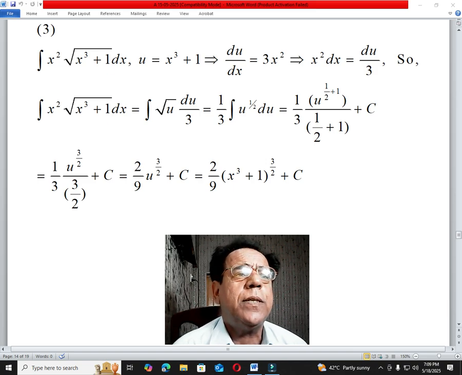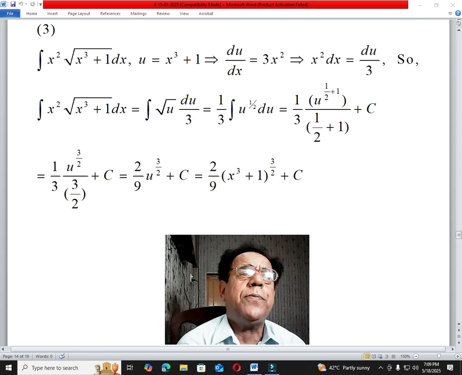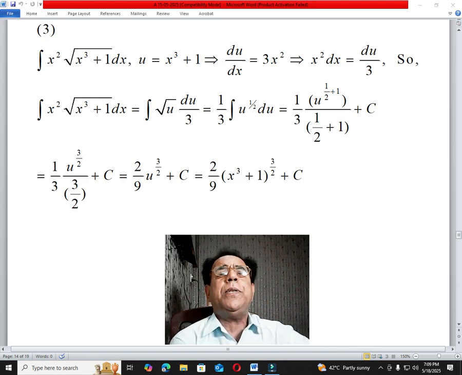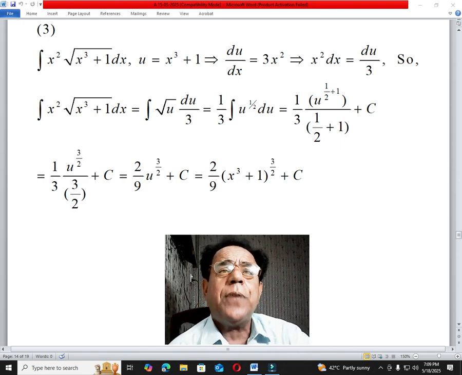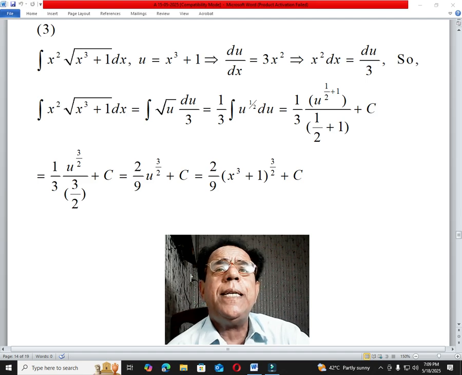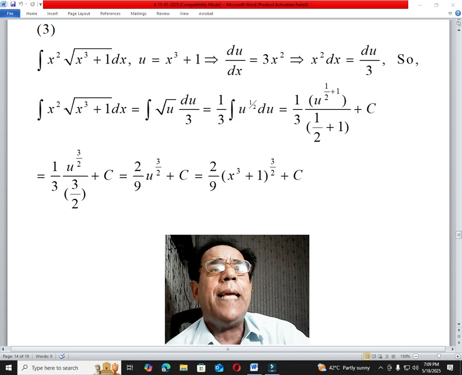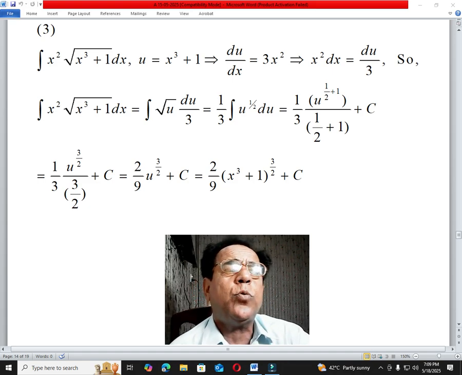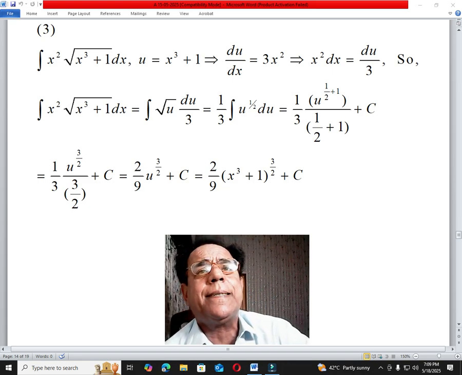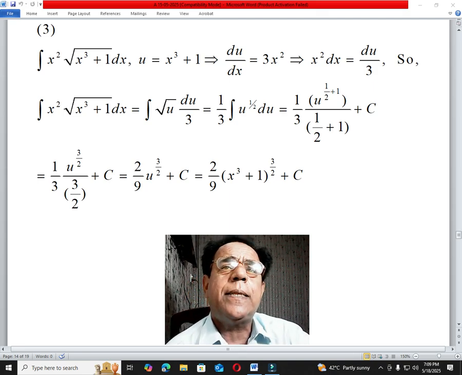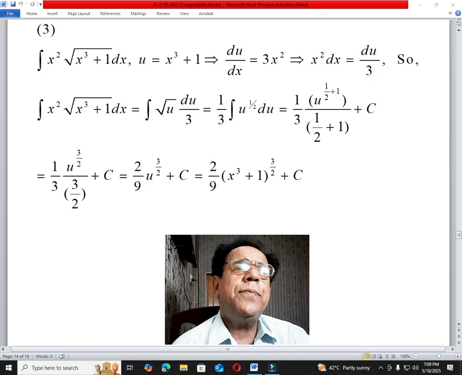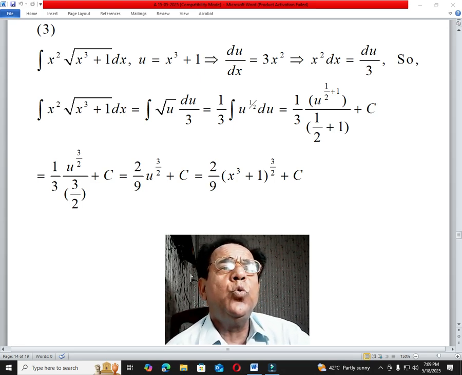Problem number 3. Integration x square into square root of x cube plus 1 dx, where the substitution which we need to use is u equal to x cube plus 1. When u is equal to x cube plus 1, then du by dx will be equal to 3x square, and from here x square dx will be equal to du by 3, because x square dx appears in the problem statement. So we will substitute x square dx by du by 3, and we will substitute square root of x cube plus 1 as square root of u.